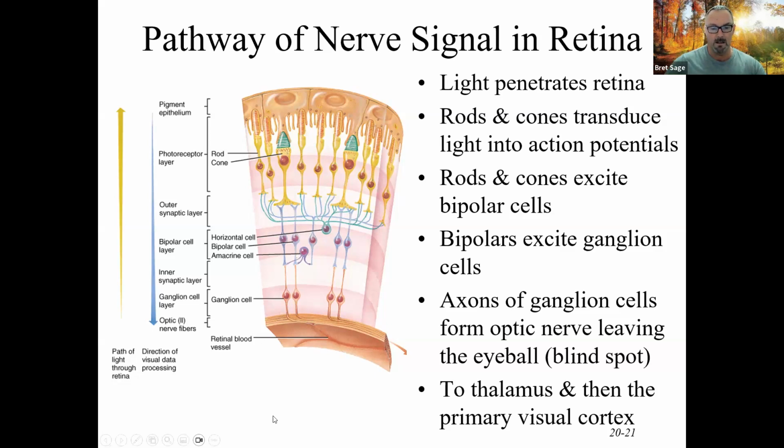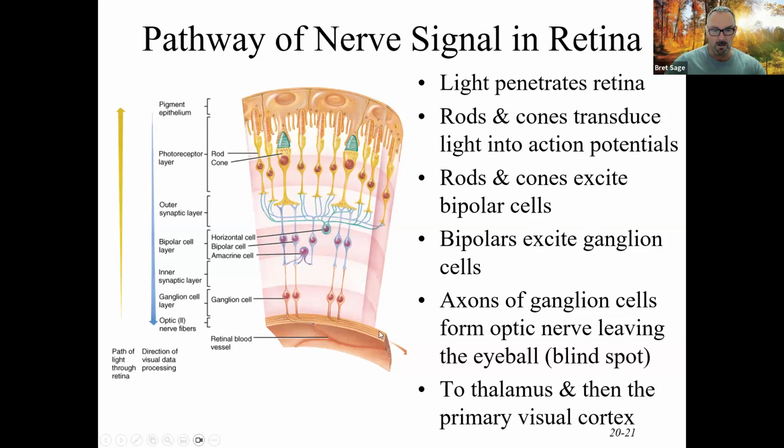Light penetrates the retina, as we said, from low to high. The rods and cones transduce, or convert, light into action potentials. The rods and cones excite what are called the bipolar cells. You can see the bipolar cells are right here, the blue. The bipolar cells excite the ganglion cells, and these are the ganglion cells.